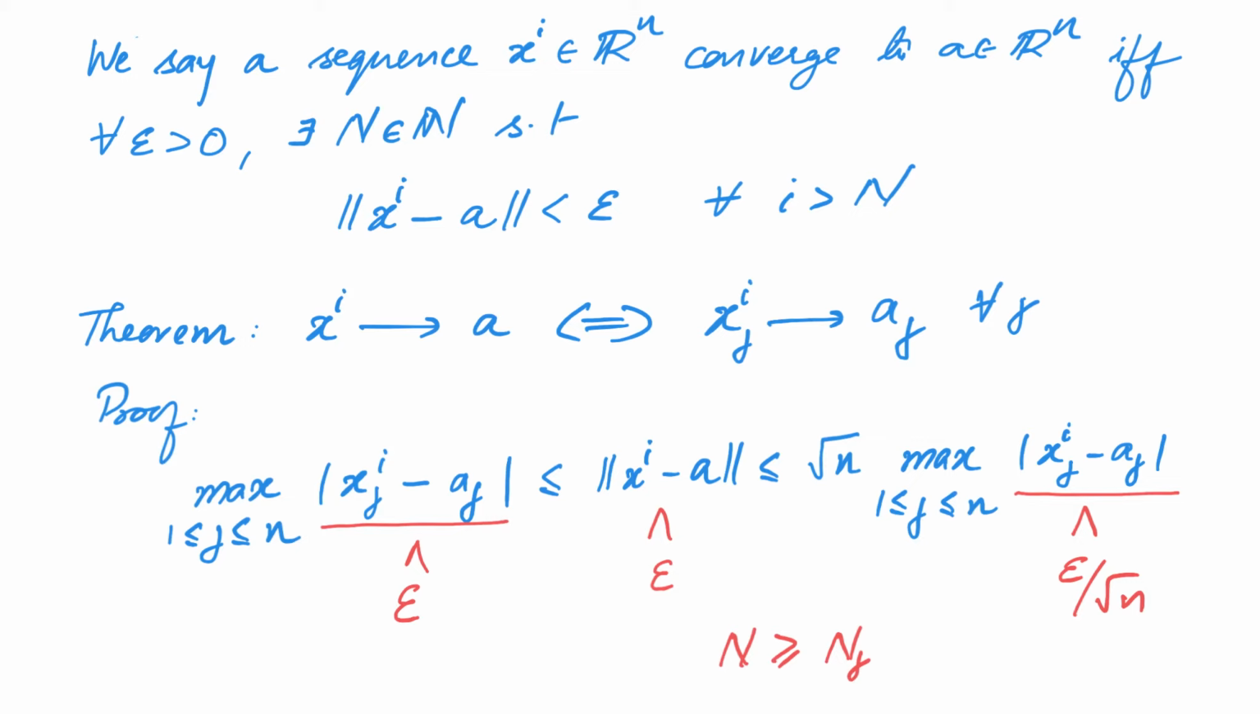And once you take that n, we know that norm of xi minus a will be less than root n into epsilon by root n, which is equal to epsilon. Thus, we see that xi converges to A. And that completes the proof of our theorem.